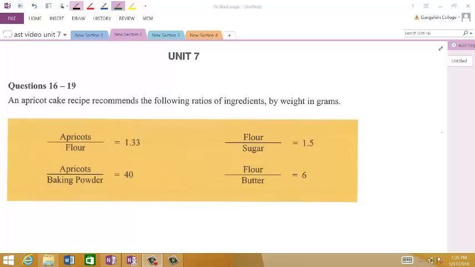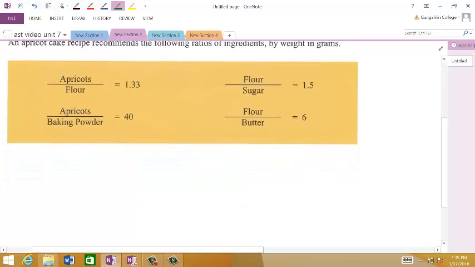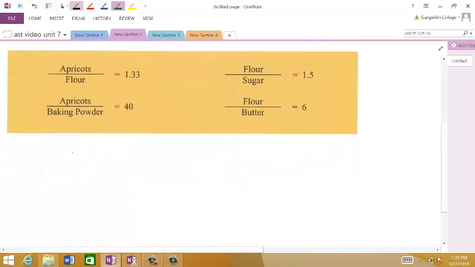First thing that you should notice here is we've got apricots divided by flour, apricots divided by baking powder and so on, and an equal sign. This means this is an equation, and you can use algebra to set up these equations so that they make them a bit more useful. So we have apricots divided by flour, so I call that AP divided by FL equals 1.33. That's 1 1/3, which is the same as 4/3. Fractions make things a whole lot easier when we do our calculations.